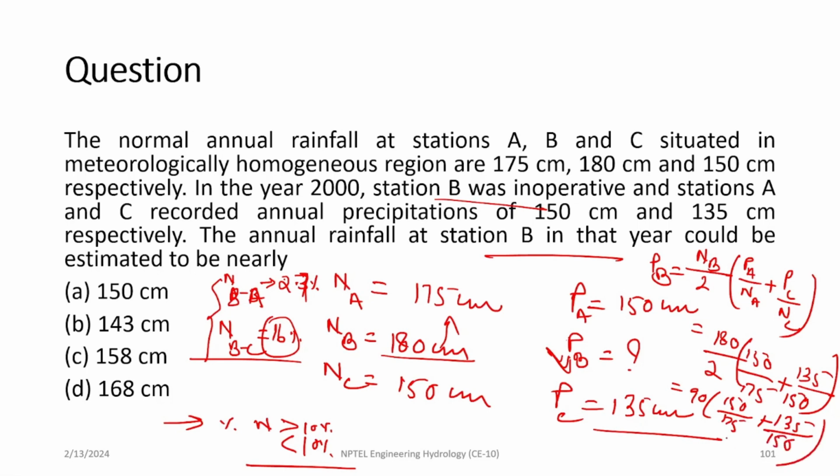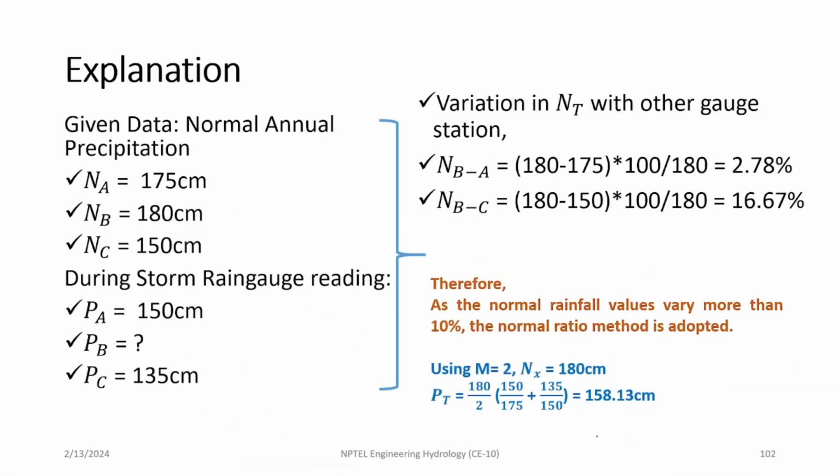Into 90, it's 158. Okay, so you are getting 158.142. 143, it will be in centimeter. Okay, so let's check. Yes, you are right, Ashish. You got the right answer.